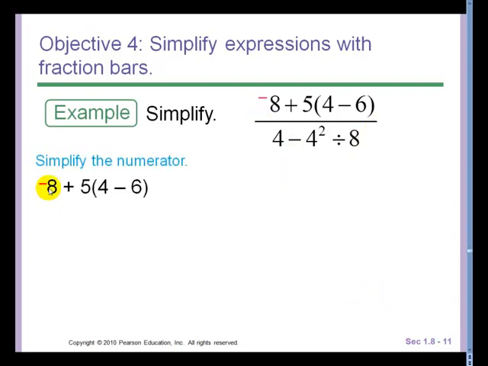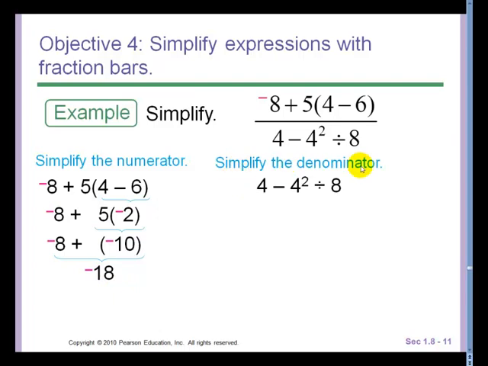So, the numerator, negative 8 plus 5 times parenthesis 4 minus 6. Do the parentheses first, you get a negative 2. Do the multiplication second. This multiplication has to be done before you add. 5 times negative 2 is negative 10. Then negative 8 plus negative 10 is negative 18.